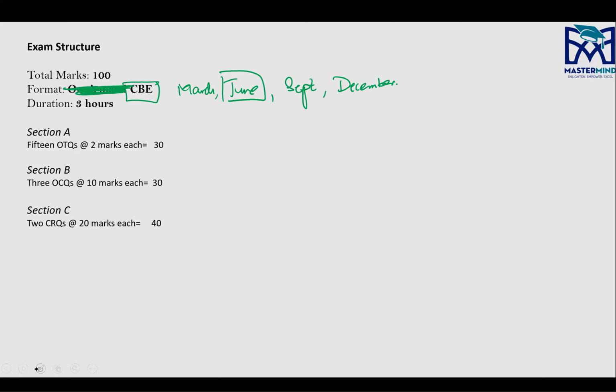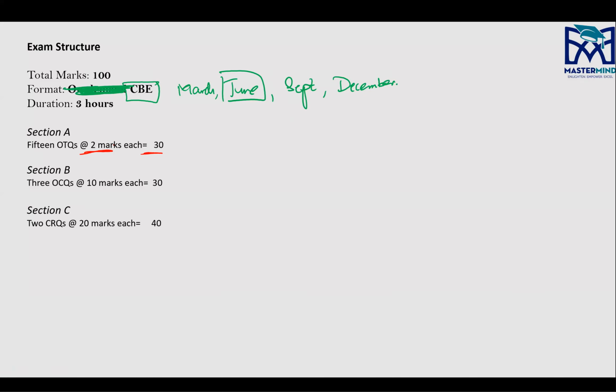Section A, you've got 15 OTQs. OTQs are objective test questions. You'll get a small scenario, just like a normal MCQ. So OTQs are, I would say, a new name for the MCQs. Each OTQ is worth 2 marks. Section A makes it 30 marks.